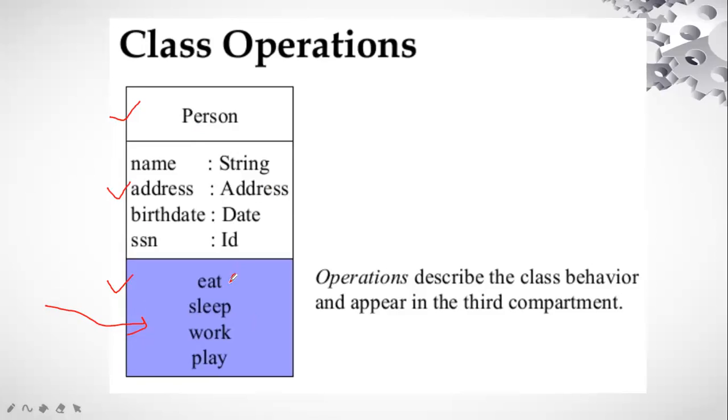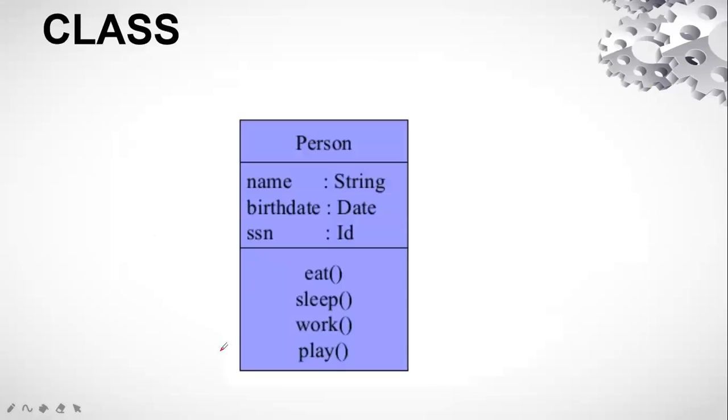I'll just tell you again that these are shown in the empty braces form, right? So eat, braces open and close, sleep, braces open and close, and so forth. So this is how a class is represented. Now this is what we have done. Person is the class name, birth date, age, SSN are all attributes, and these are the operations, eat and sleep. Empty braces will be there. So this is how a class can be graphically shown.